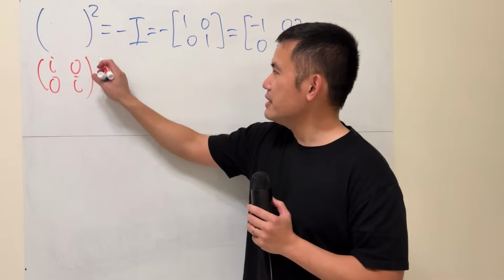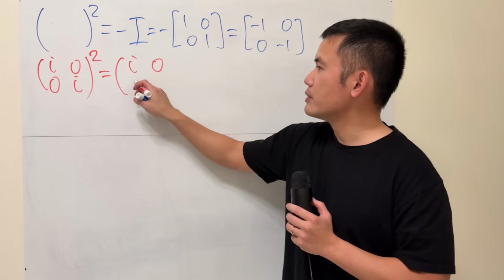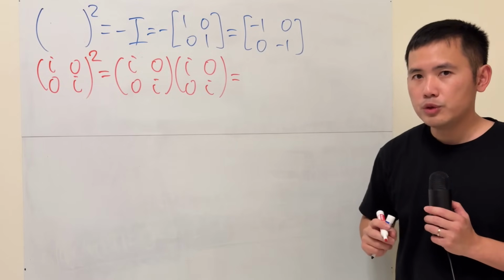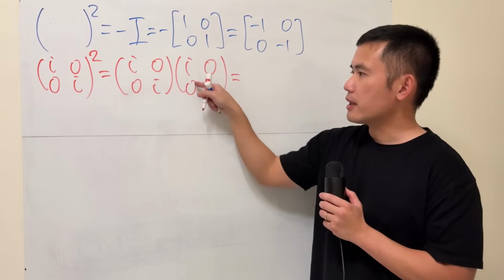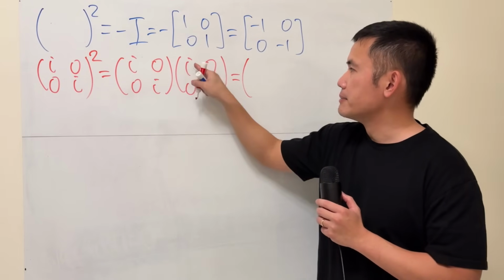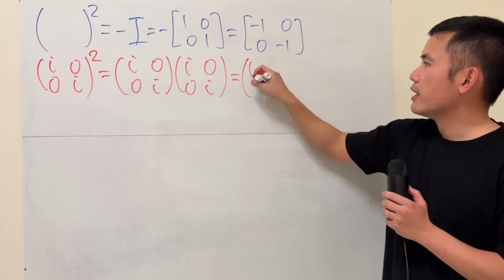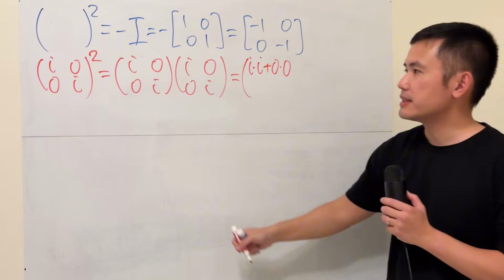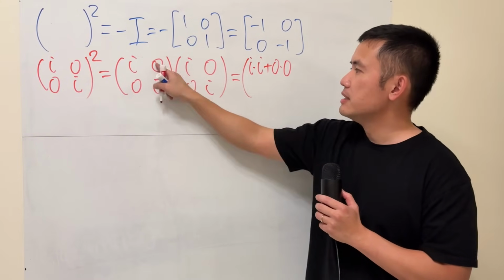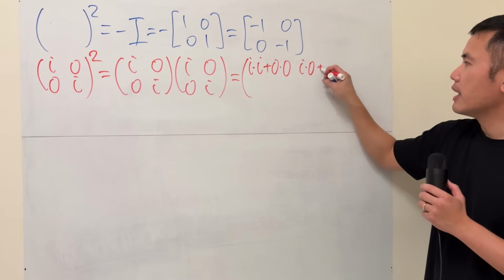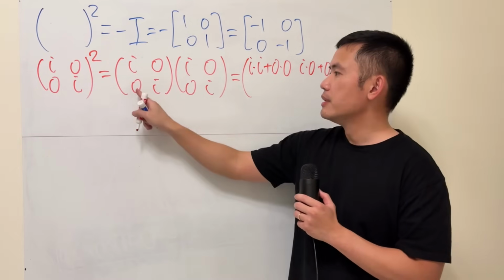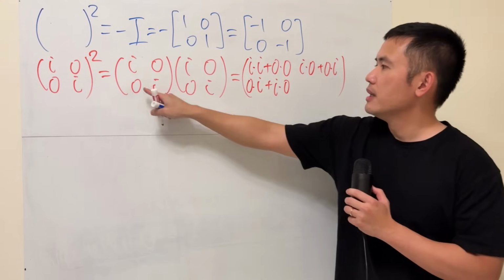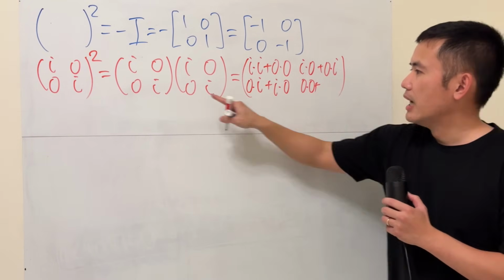Let me show you. This thing squared means you do i, 0, 0, i times itself. And this is how we multiply two matrices. We will do the dot product of a row and a column. It means we do this times this plus this times that. So I'll write down i times i, and we add this times that, which is 0 times 0. And then we do the rest. This times this plus this times that, so i times 0 plus 0 times i. Continue. This times this, 0 times i plus i times 0. Finally, 0 times 0 plus i times i.